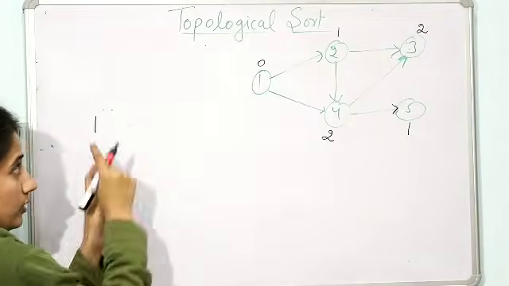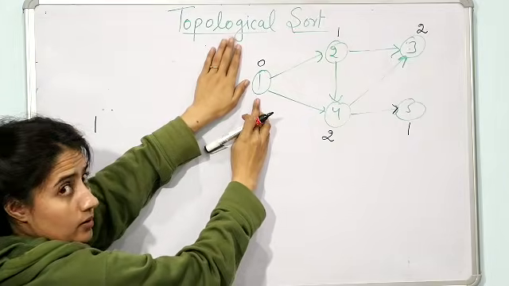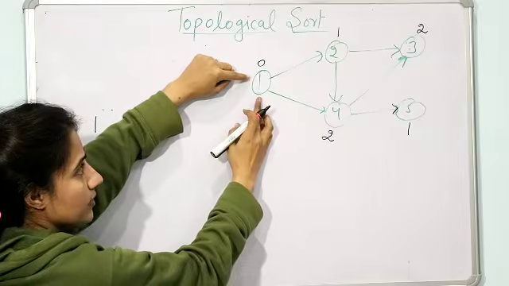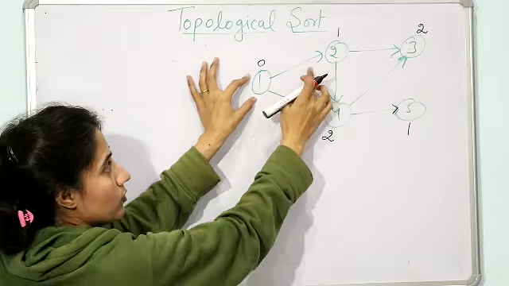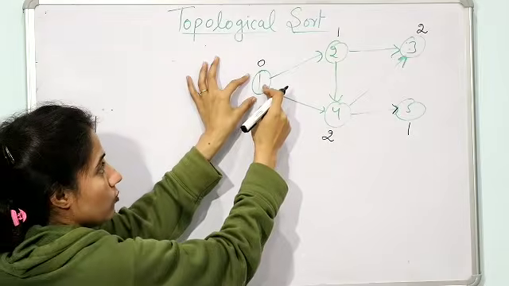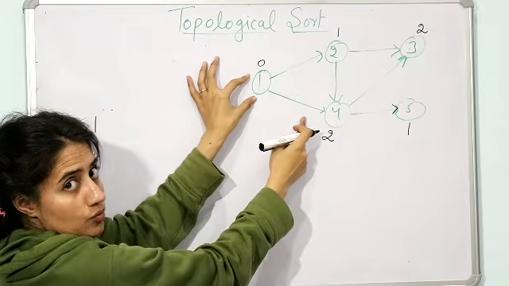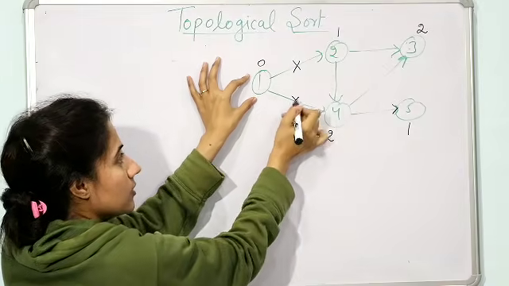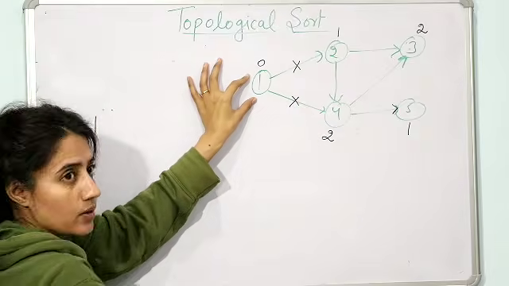Okay. Now second step is, we have selected this one. Fine. So from this graph, we will delete this one and all the edges which are outgoing from this one, every edge. So from this one, how many edges are outgoing? 1 and 2. Fine. So we will delete this 1 and we will delete this one also, this one and this one.